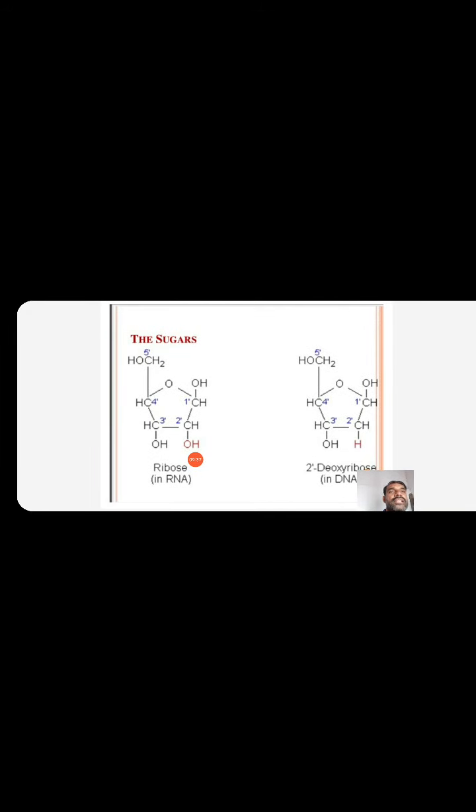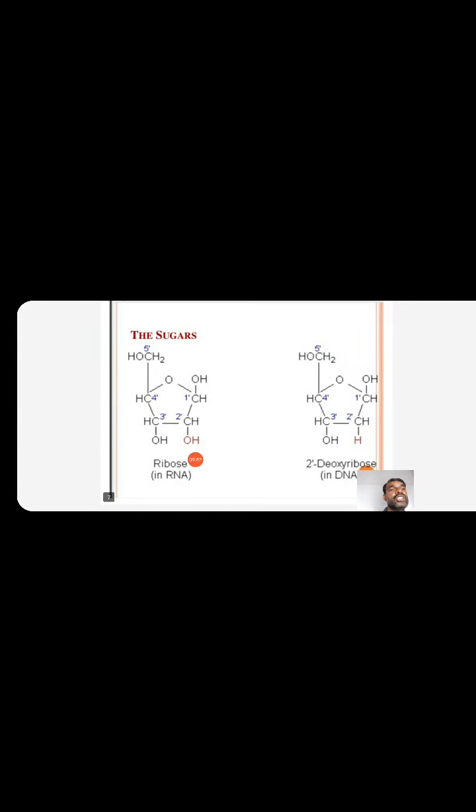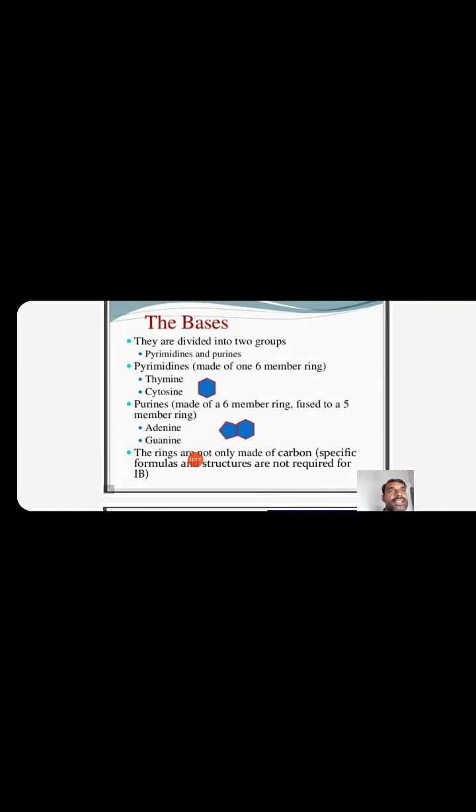Next, these are the common sugars, ribose and deoxyribose, which show similar characters. At the second carbon, RNA has an OH group and DNA has an H group. In RNA, ribose sugars are present; in DNA, deoxyribose sugars are present, which is very important for MSc. These are the two main sugars.